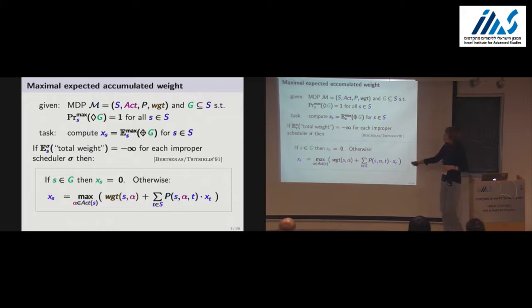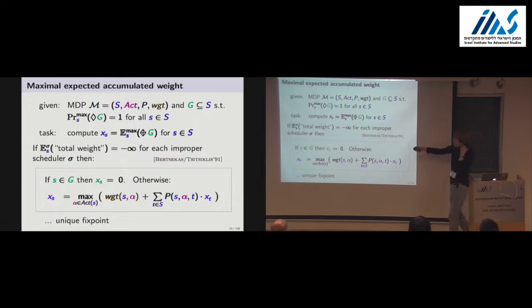Well, just to remind, these Bellman equations: if you are already in state S, then the expectation is 0, and otherwise the expectation is the max over all the actions that you can take in state S. Then the weight for the state-action pair is alpha plus this weighted sum over all successors T of state S multiplied with the expectation from state T.